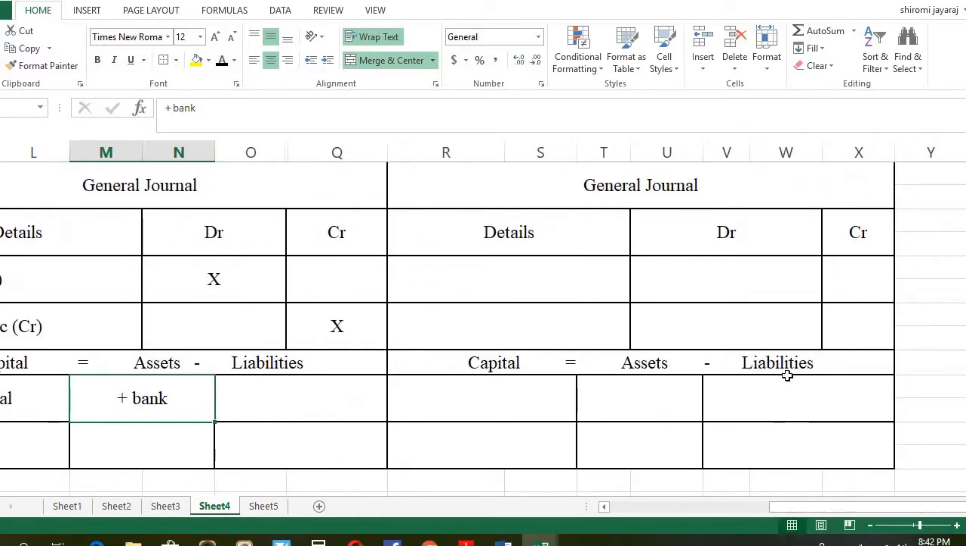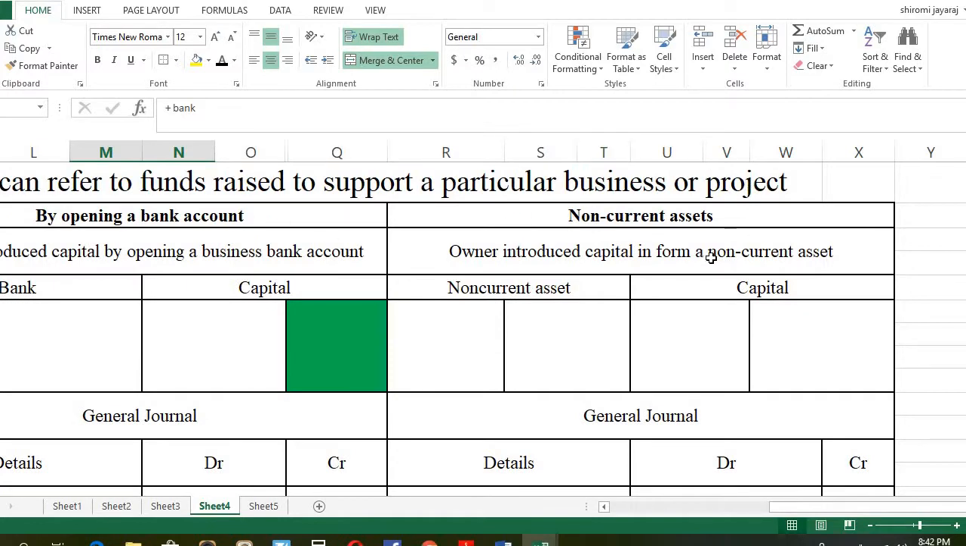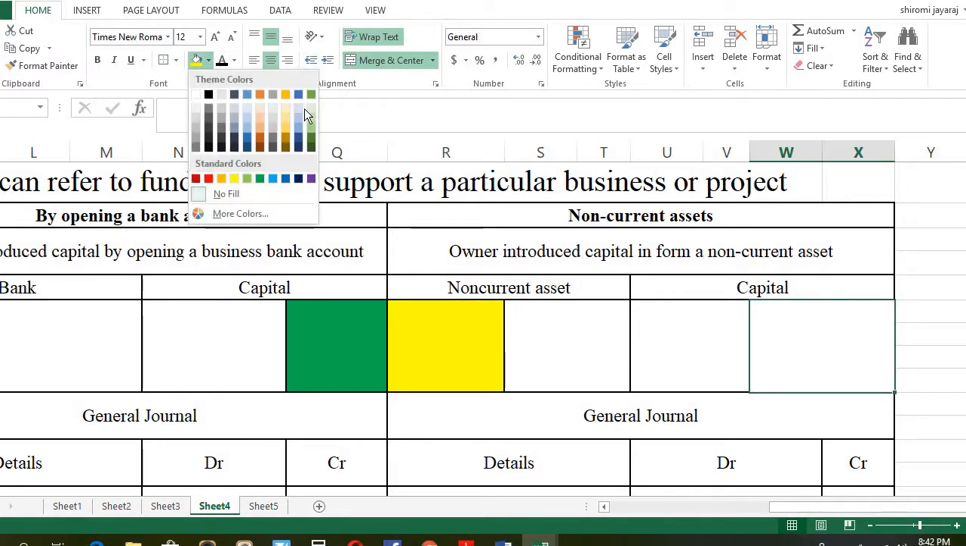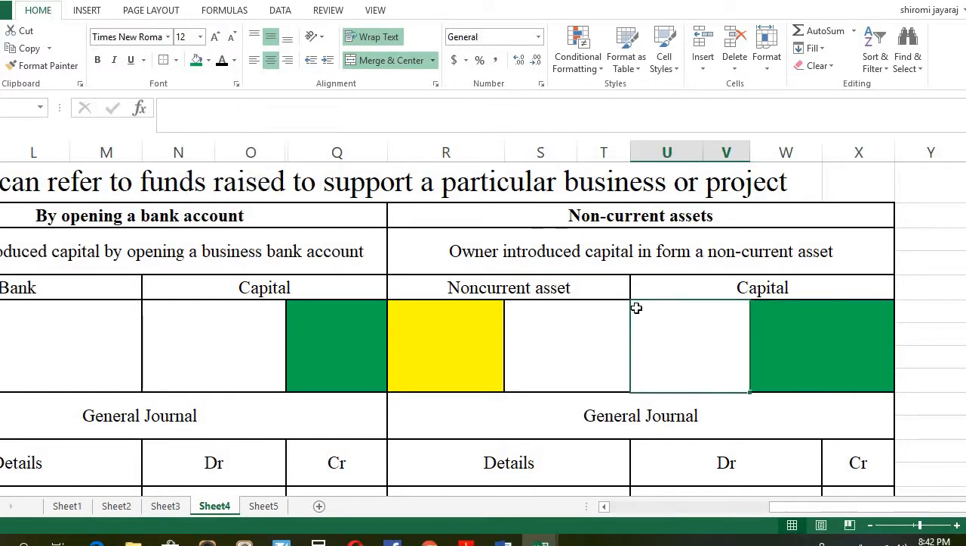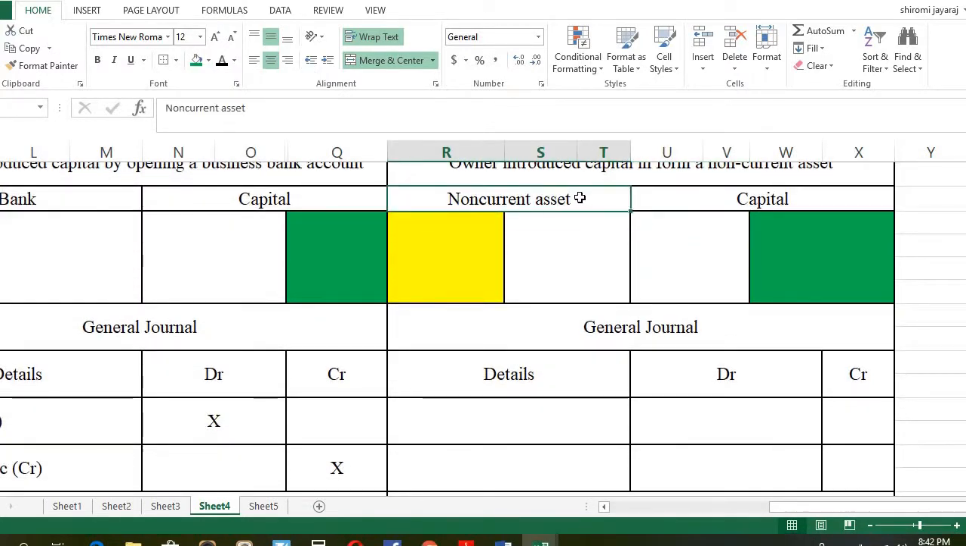Now the third one is when the owner introduced capital in the form of a non-current asset. You debit the non-current asset and you credit the capital. This non-current asset can be in any form. It can be a motor vehicle, it can be furniture, it can be machinery, or it can be a building, a land and building. How will the double entry appear? Non-current asset debit and capital account credit.